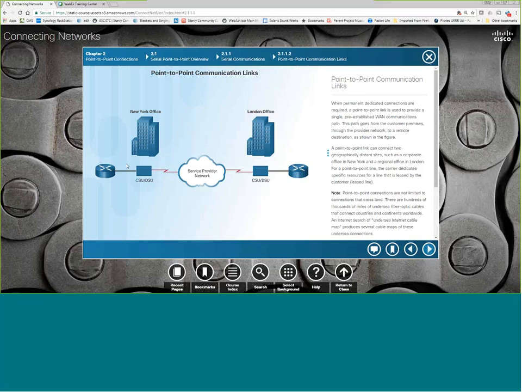Now, this is how a point-to-point link looks, especially if you're running with a service provider network. So you got a CSU/DSU.